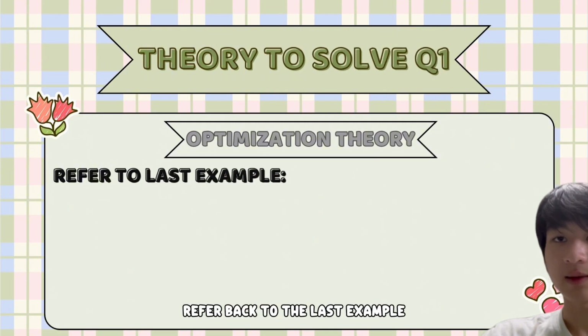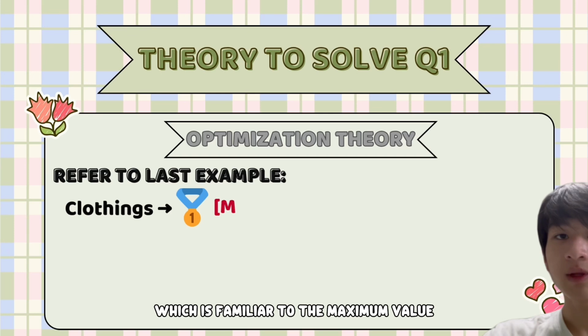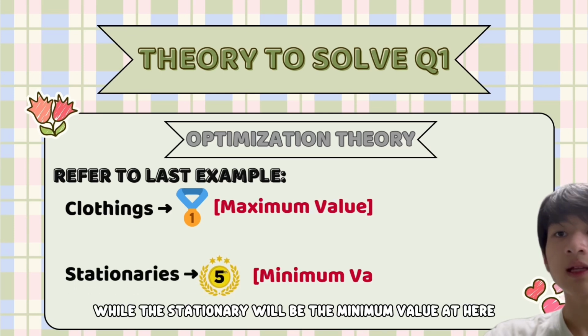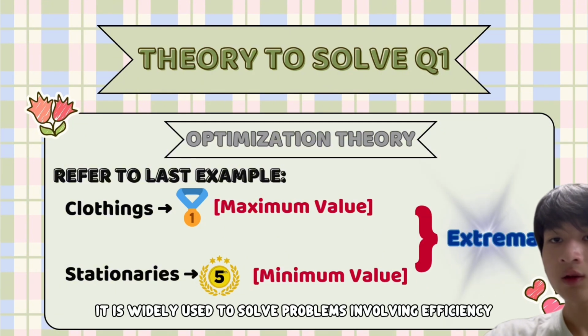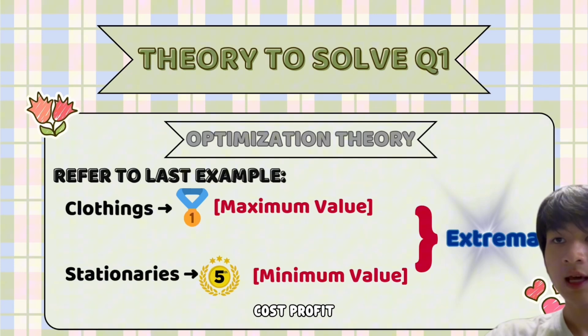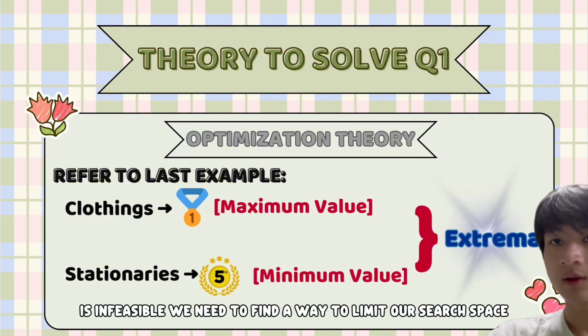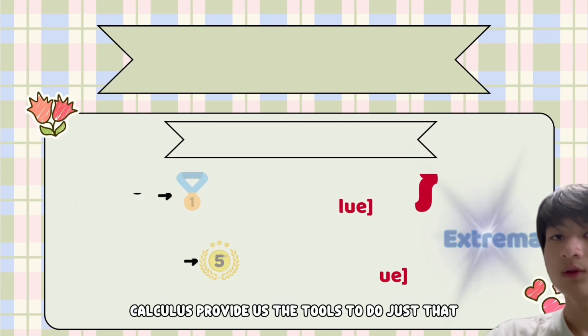Referring back to the last example, clothing could be set as the best choice, which is analogous to the maximum value as we know in math, while stationery will be the minimum value here. These are called extrema. They are widely used to solve problems involving efficiency, cost, profit, area, and other quantities. Viewed exhaustively, comparing all choices is infeasible. We need to find a way to limit our search space. Calculus provides us the tools to do just that.